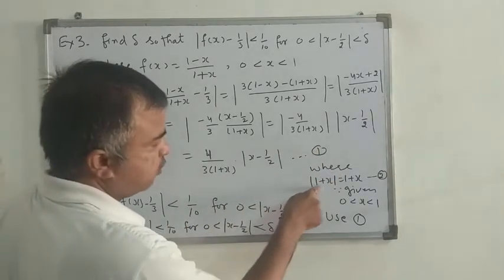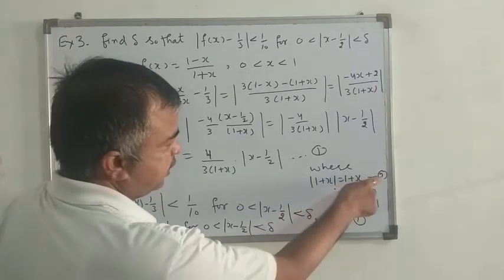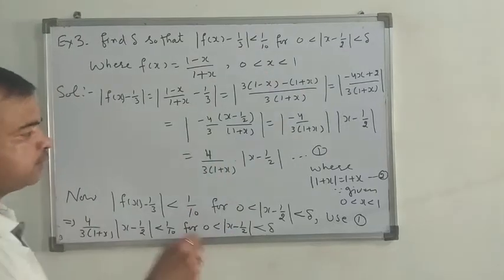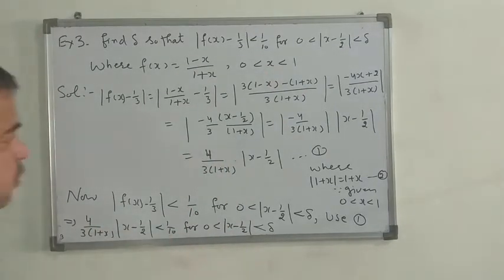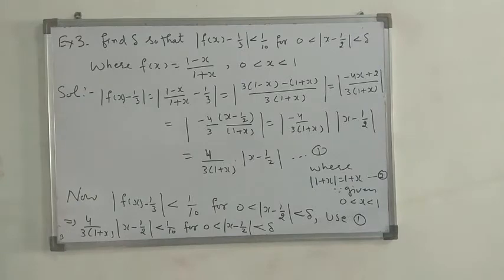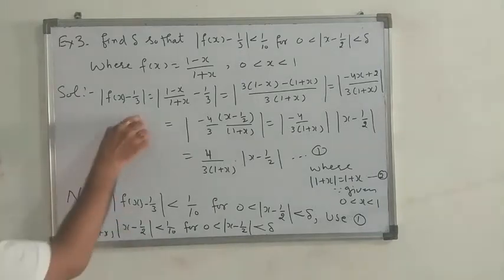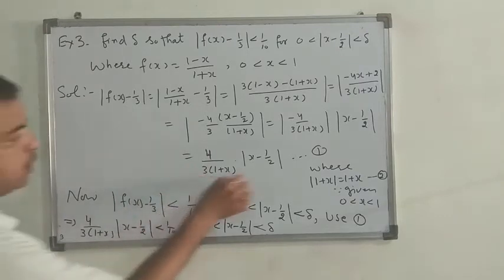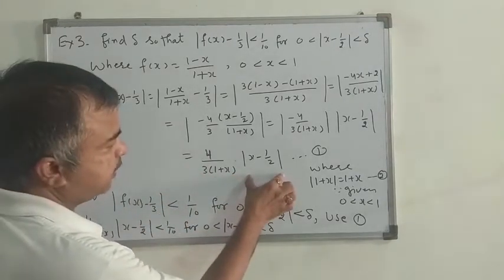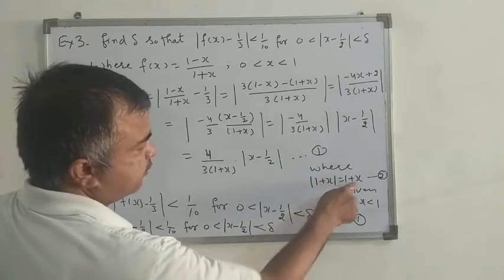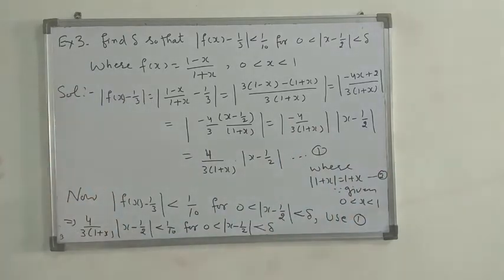Here |1 + x| is 1 + x, call it 2, because we are given 0 < x < 1, so x is positive, therefore 1 + x is also positive, therefore we can remove the modulus sign from 1 + x. So |f(x) - 1/3| equals 4 over 3(1 + x) into the modulus of x - 1/2. We call it equation 1, and |1 + x| = 1 + x, call it equation 2.